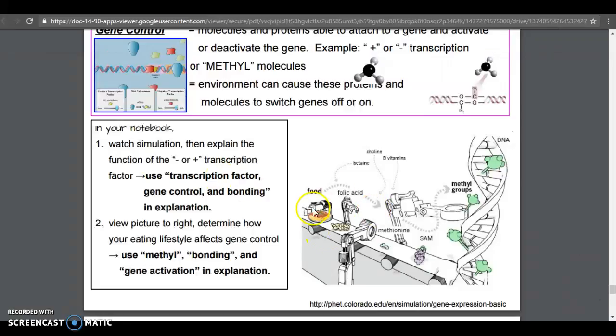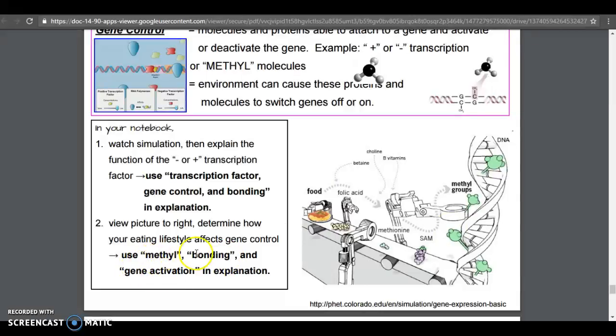And it's showing you right here, the food you eat, or maybe the air you breathe, can actually put these transcription factors on your DNA. And it says view picture to the right, and kind of break it down, kind of like we just did. Study the photo, and in your best words, just try to say what you think it means. So what is it saying about these things?